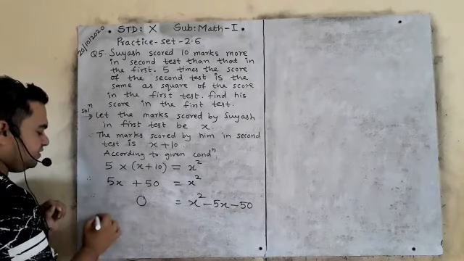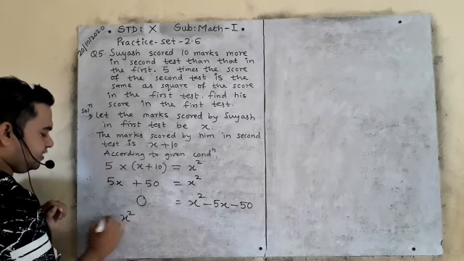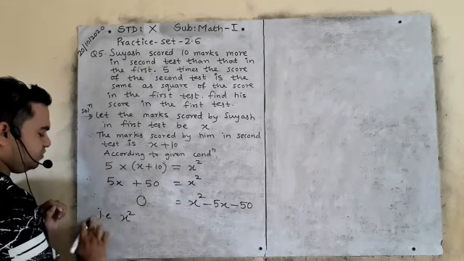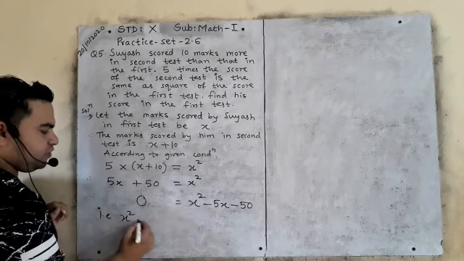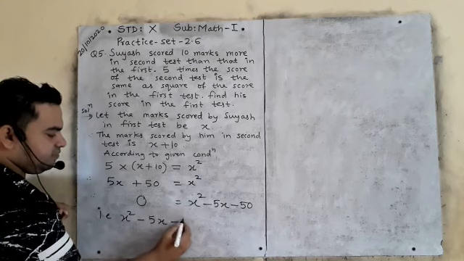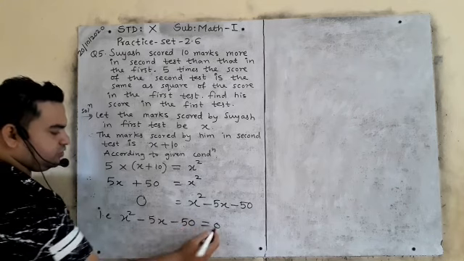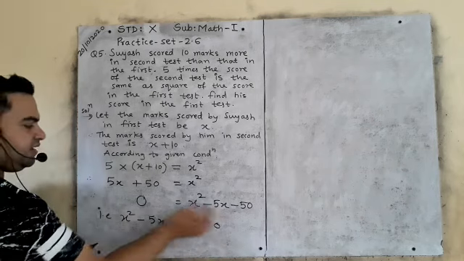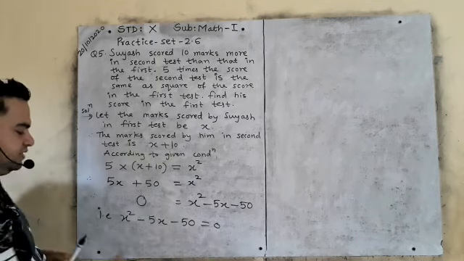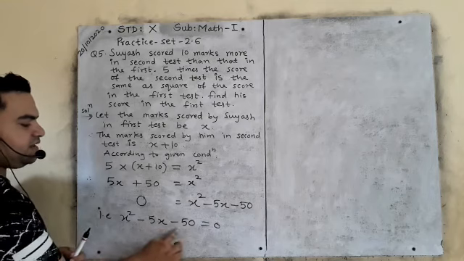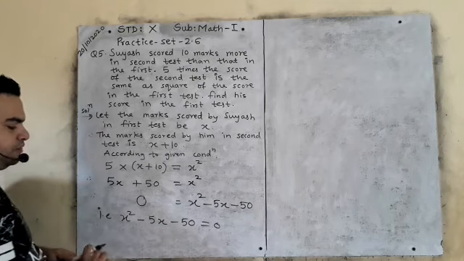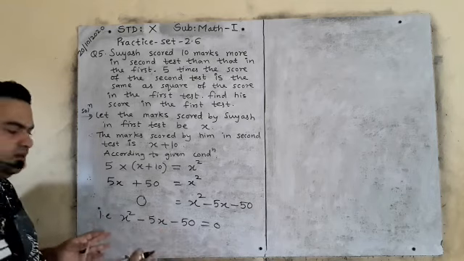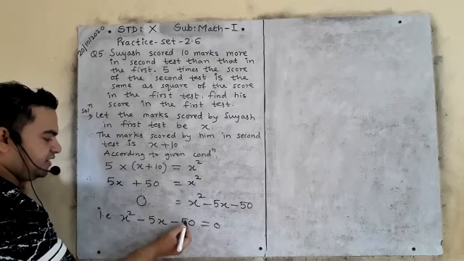Now what you will say? Therefore x square, you can write this like this also, right? सीधा करो. X square minus 5x minus 50 is equal to 0. We can write like this also. See, x square minus 5x minus 50 is equal to 0. Now this is a quadratic equation. Now you will factorize this.